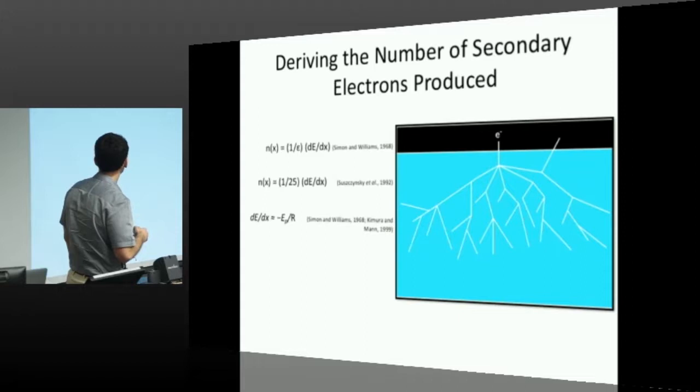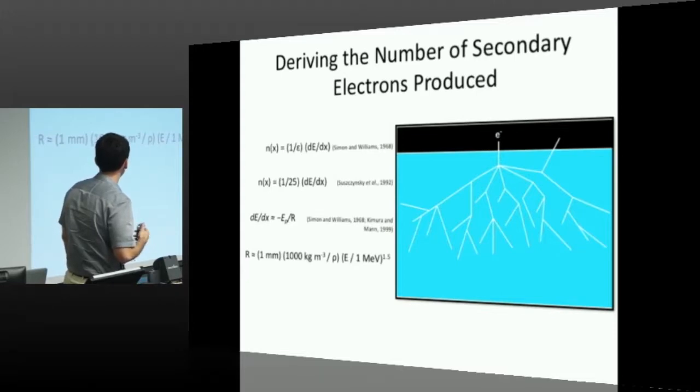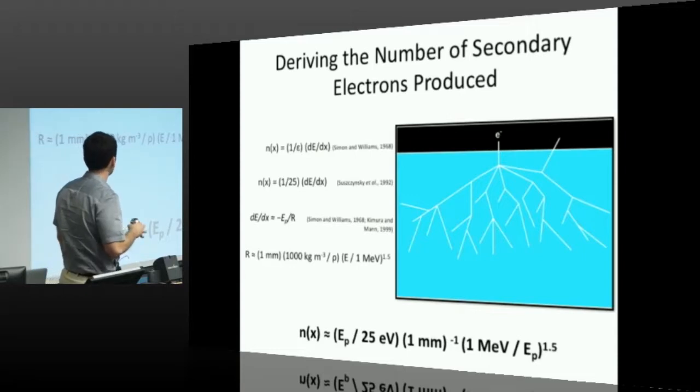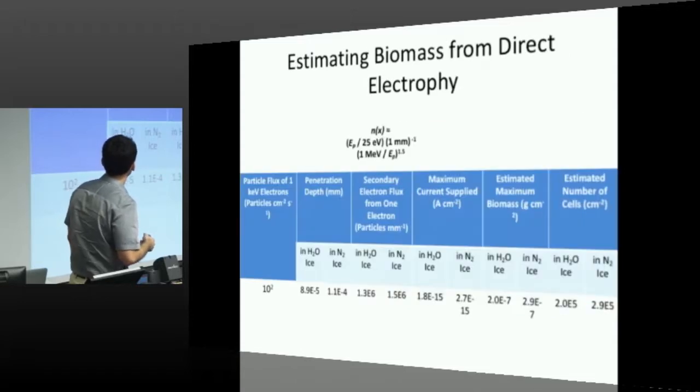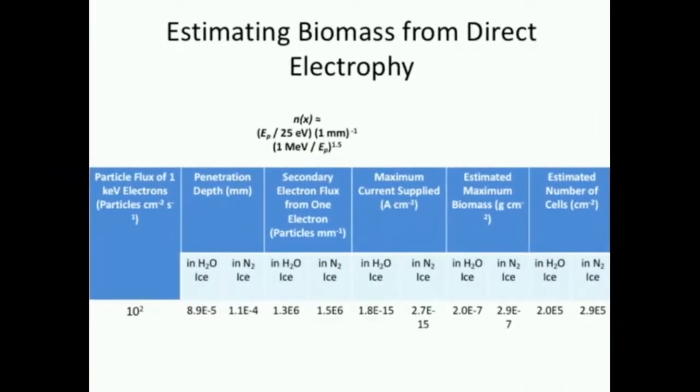This energy is the energy of this initial electron right here. And then R is just this equation here, with this just being the density, and this also being the initial electron energy here. So we can recombine these equations to derive a number of the secondary electrons coming through here.